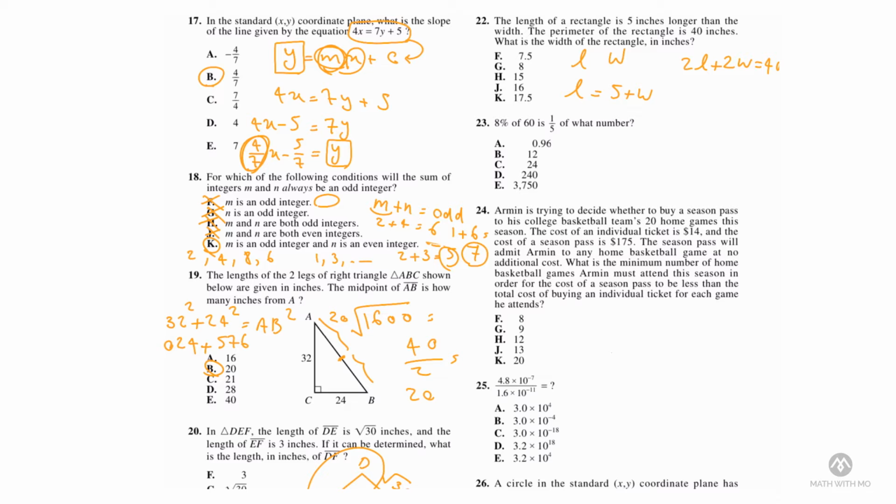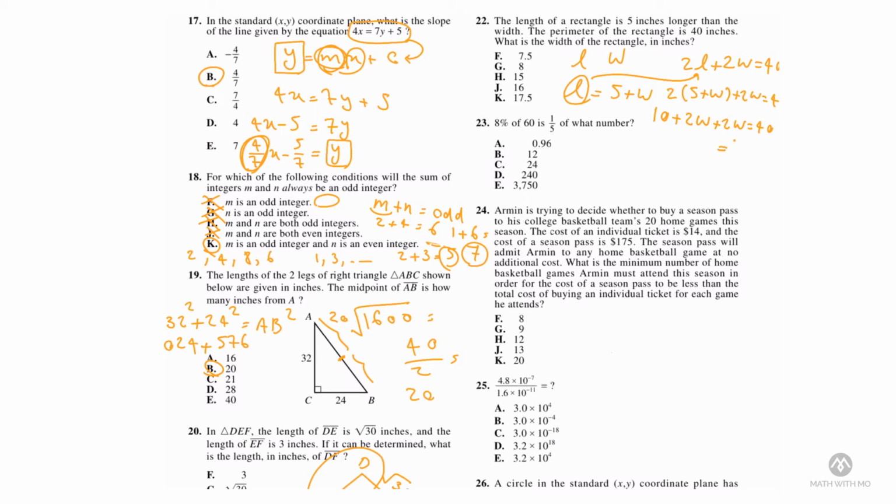Then from here we want to find what's the width. So instead of L in this equation, I can put 5 plus W. So 2 times (5 plus W) plus 2W is equal to 40. Then from here, it becomes 10 plus 2W plus 2W equals 40.